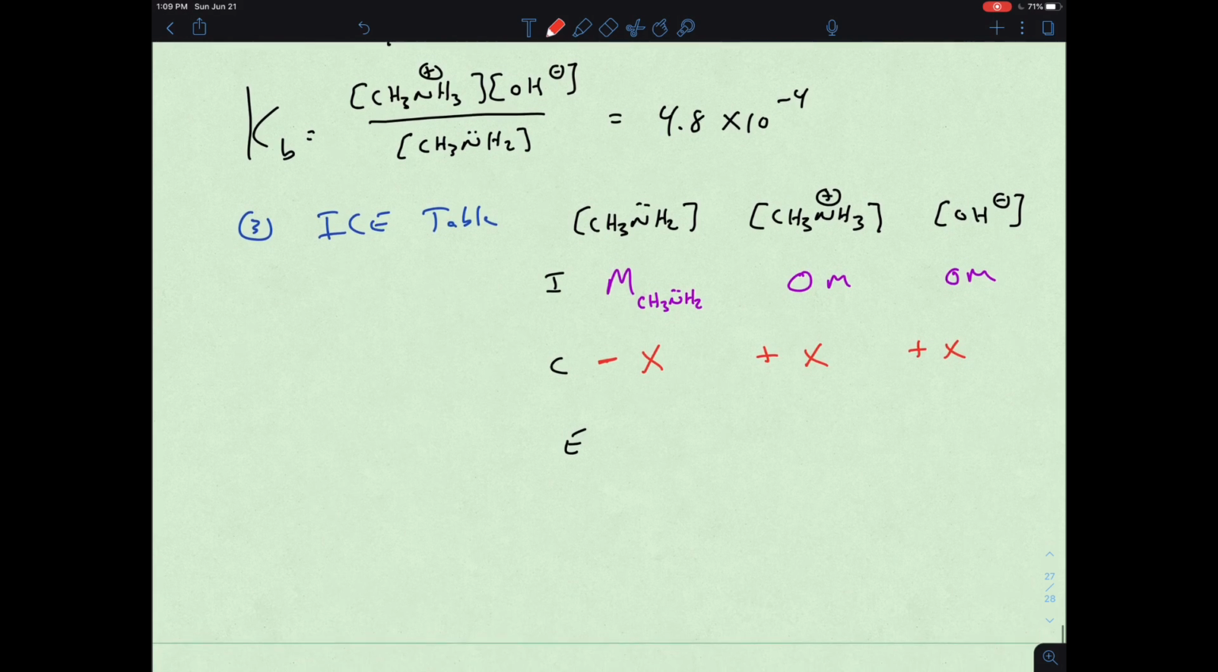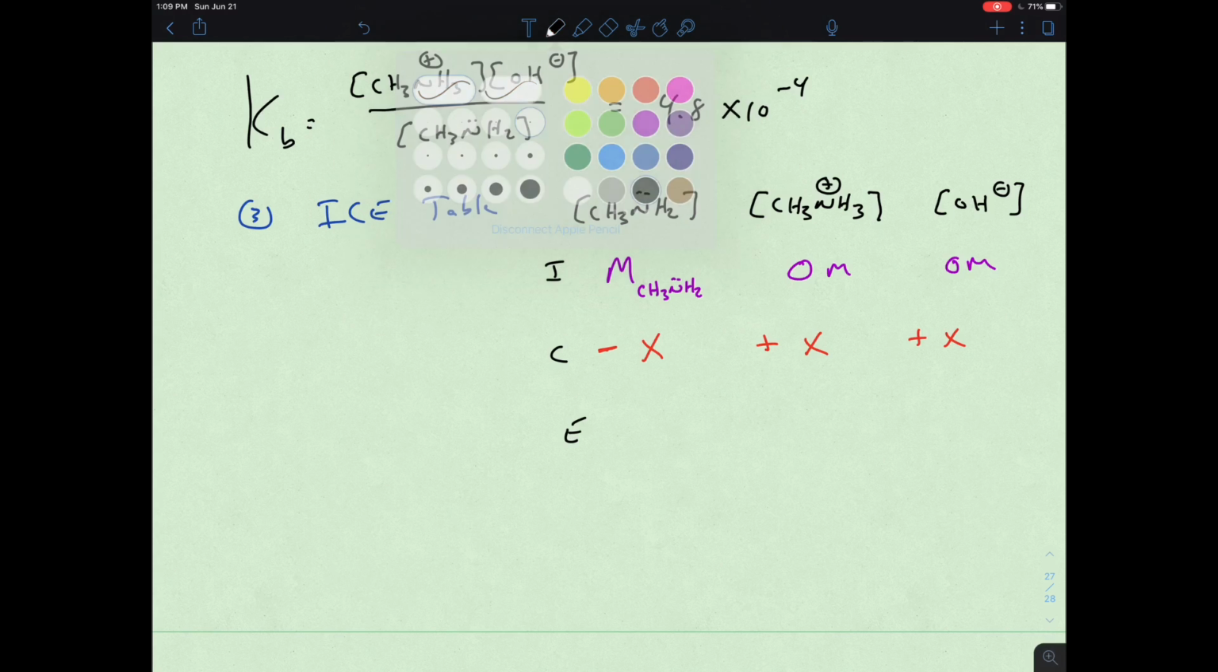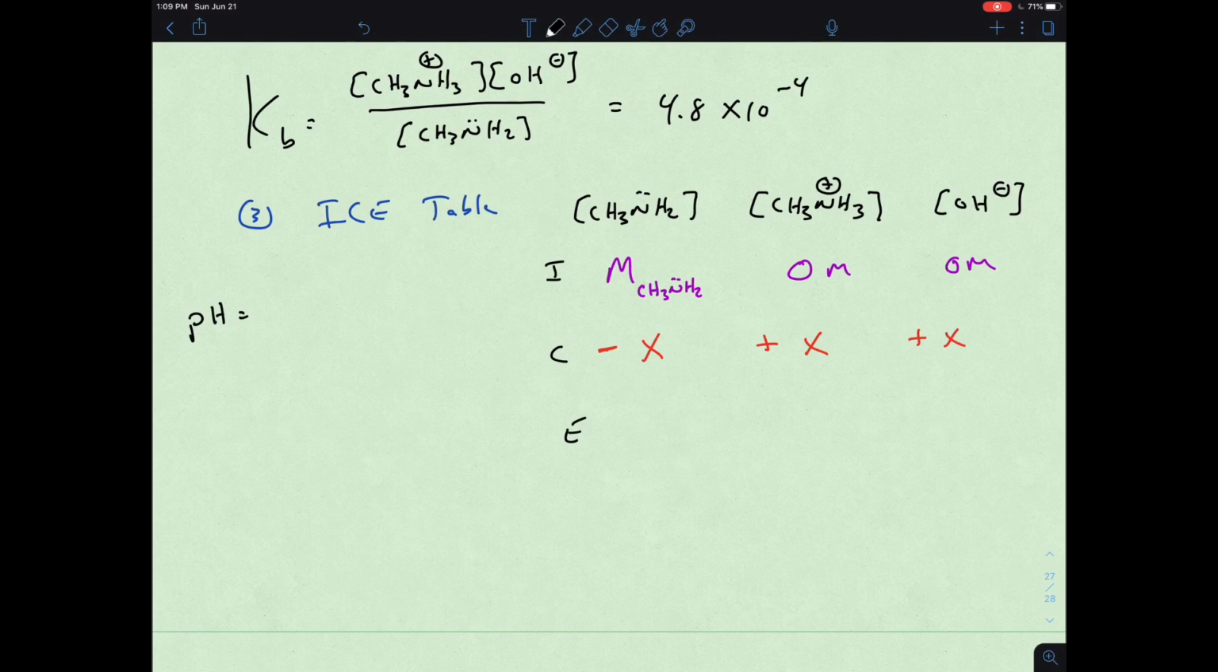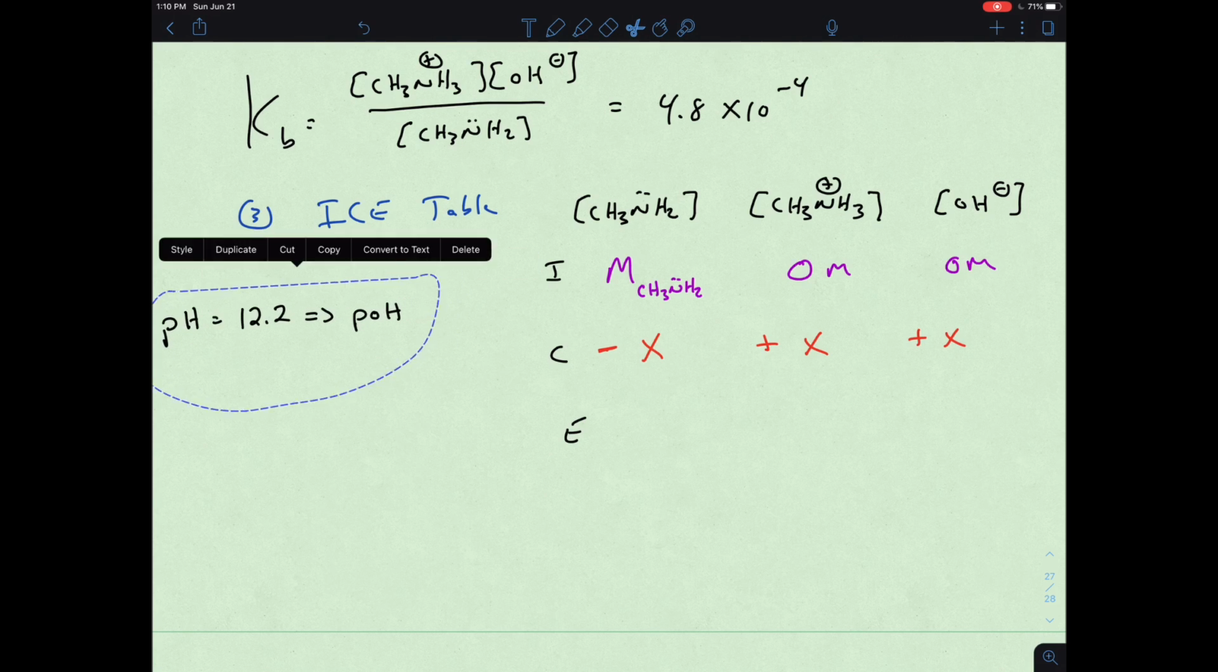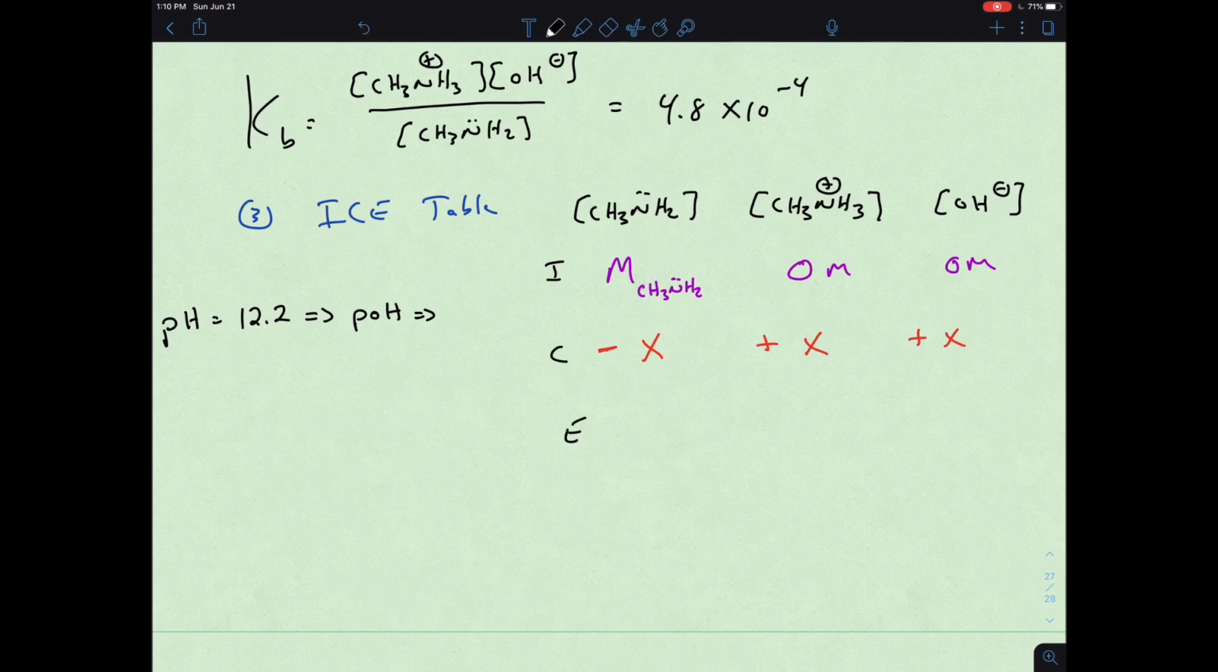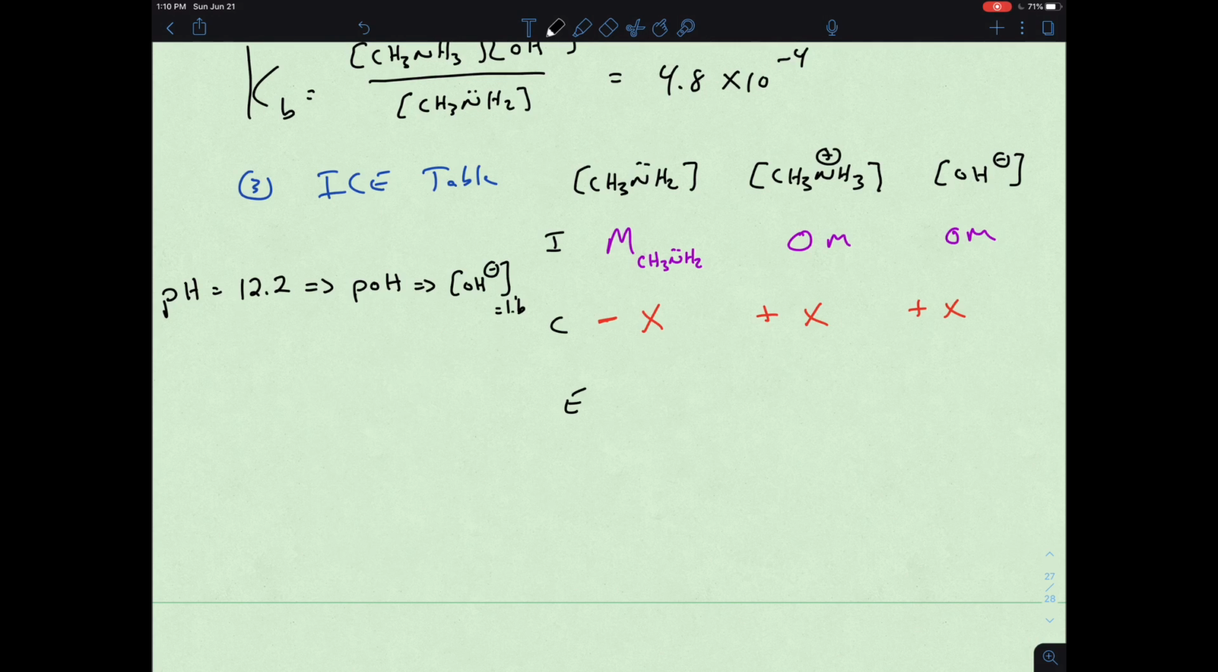We do have some information. We do have a pH equal to 12.2. And so from that, I can get to my pOH and then get to hydroxide at equilibrium. So that would be the thought process for being able to fill out a good portion of the table, is that I can figure out my hydroxide ion concentration at equilibrium.